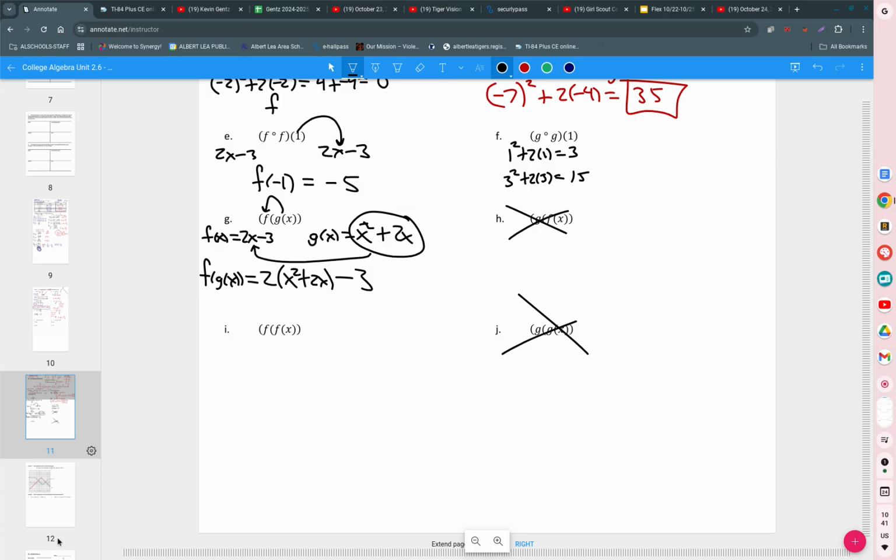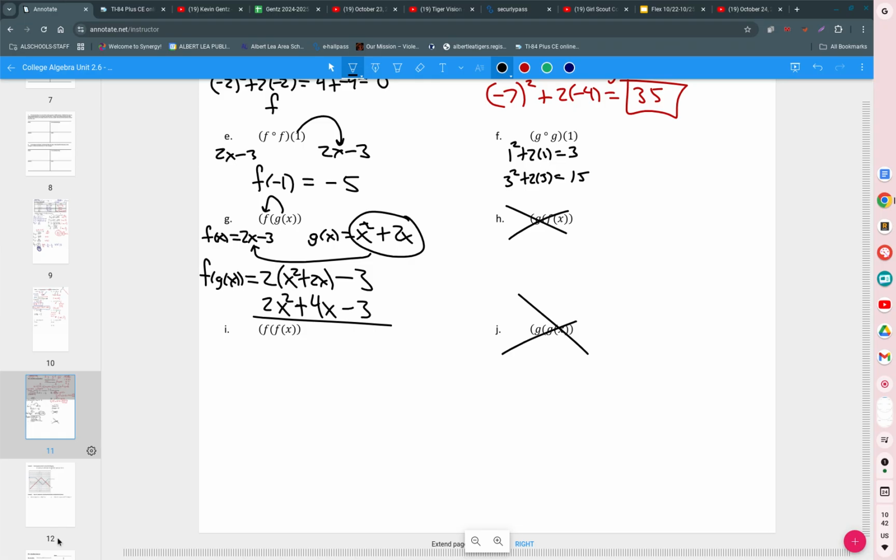Now maybe this looks a little bit familiar from when we did f of a plus h and stuff like that. There's a reason why we train you for that, because we want you to have success when you see this type of stuff as well. So on the test, I'll ask you to write it without parentheses. We get 2x squared plus 4x minus 3. That's your new composition function.